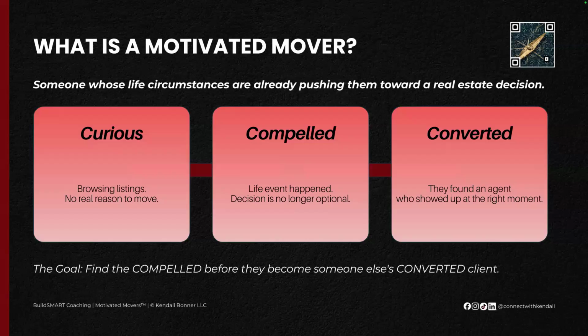The second group is compelled. Compelled people are when a life event has happened. The decision may no longer be optional for them to buy, sell, or rent real estate. They are going to transact. It's just a matter of time. And a lot of times they haven't called a real estate agent yet, but they are in motion because of that motivation. And then the last group is converted. They found an agent who showed up at the right moment. So your job is to find the compelled before they become someone else's converted.